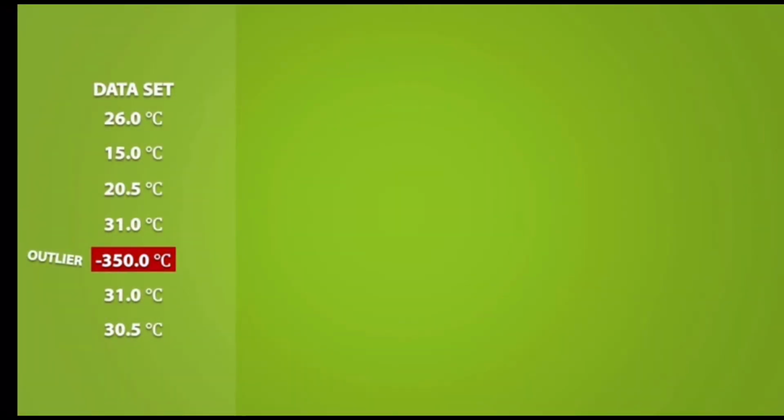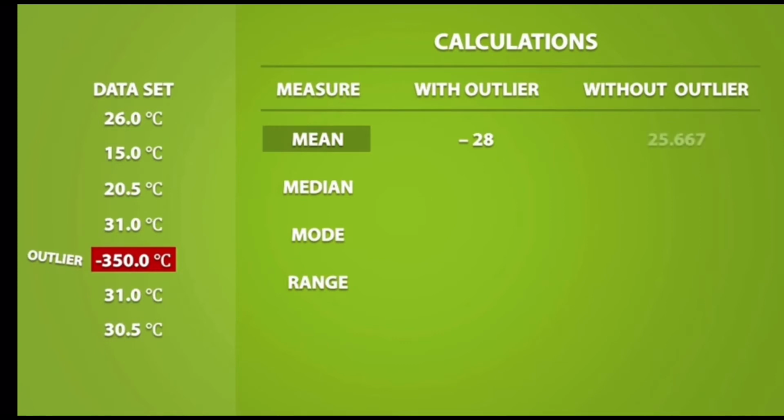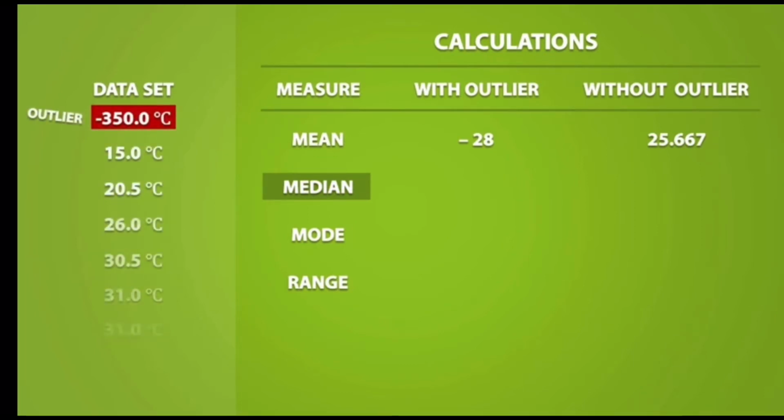To show how outliers affect measures of center and spread, I will compare the calculations with the outlier and calculations without the outlier. So with the outlier, we get a mean of negative 28, and with the outlier excluded from the dataset, you should find that we get a mean of 25.667. Now let's see what happens to the median. First, we'll have to numerically order the data. We can clearly see that 26 is in the middle of the dataset, so the median is equal to 26. Without the outlier, you should find that we get a median of 28.25.